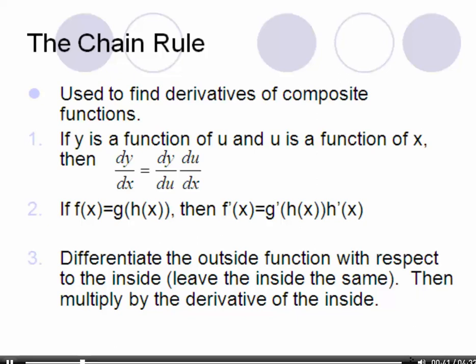I personally prefer it verbally, so I'll usually refer to it this way. We're going to differentiate the outside function with respect to the inside, so we're going to leave the inside the same. Then we're going to multiply this by the derivative of the inside. A lot of people like to say the derivative of the outside times the inside, but times the derivative of the inside. It's going to make more sense as we look at a couple examples.